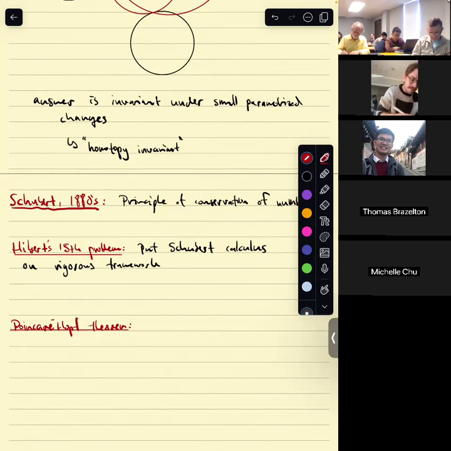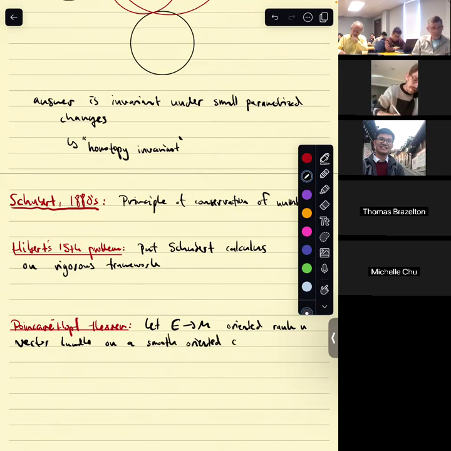Okay, so it's a statement in vector bundle theory. And what it says is: let E → M be, let's say, an oriented rank n vector bundle on a smooth, oriented, compact n-manifold. And let σ: M → E be any general section.